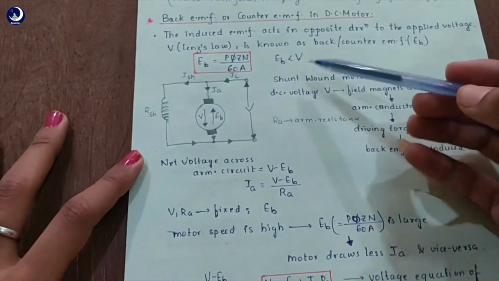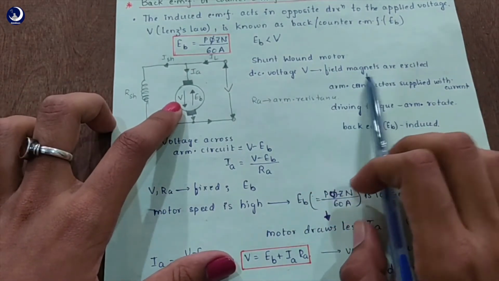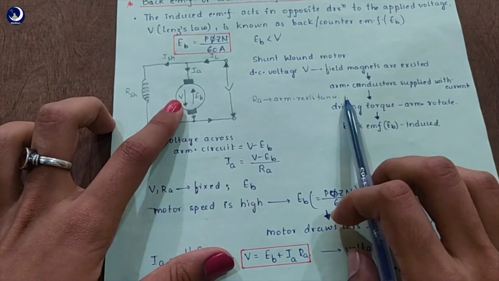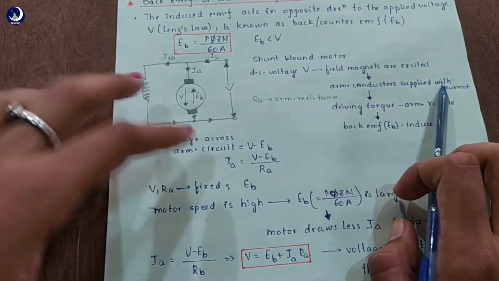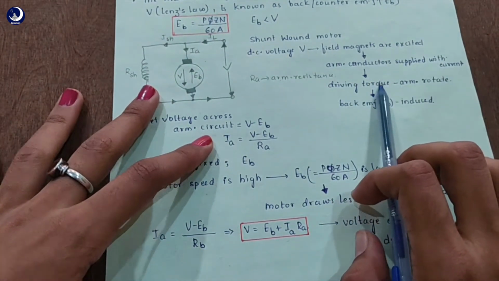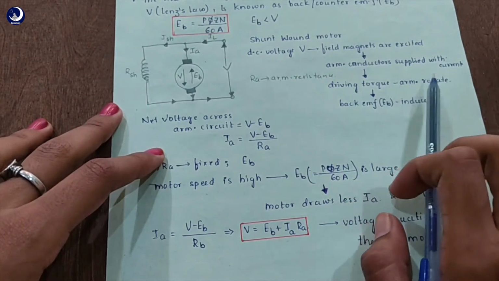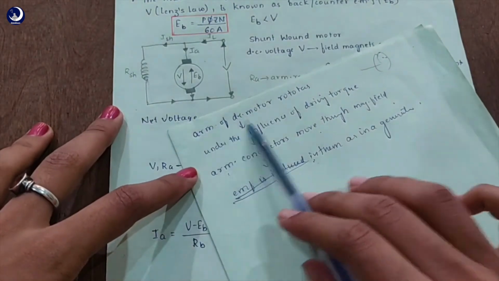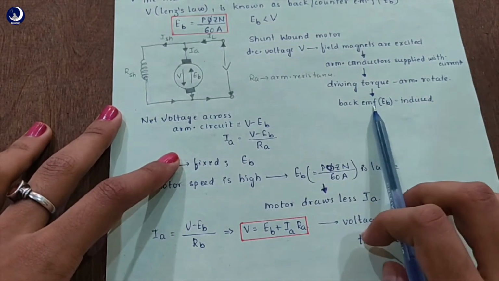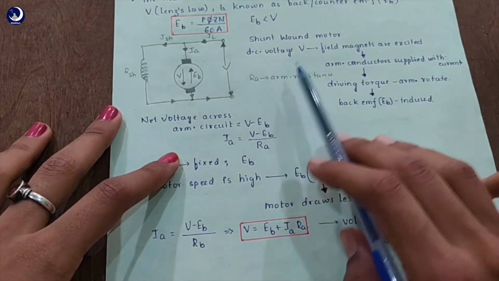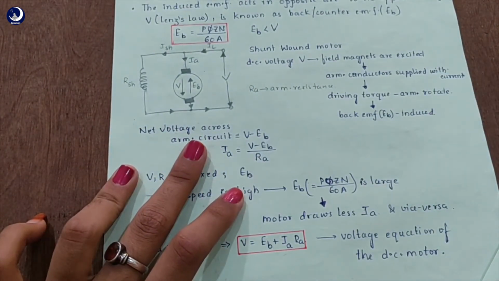In a shunt wound motor, when a DC voltage V is applied, field magnets are excited, and then armature conductors are supplied with current. Then the driving torque is applied on the armature, which rotates. Just now I've told you, the armature of DC motor rotates under the influence of driving torque, and so back EMF EB is induced. So this is how the back EMF is induced.